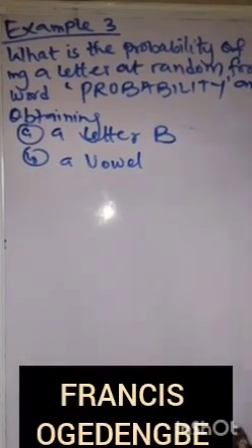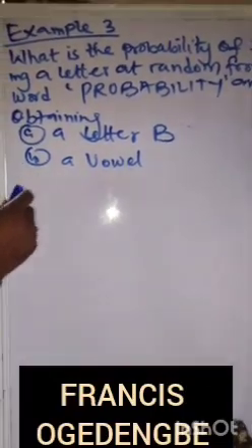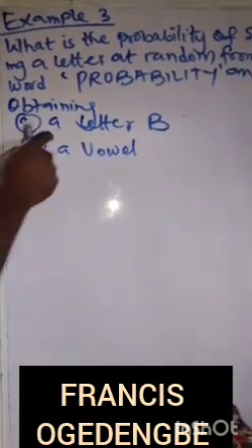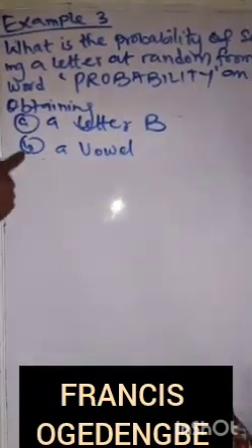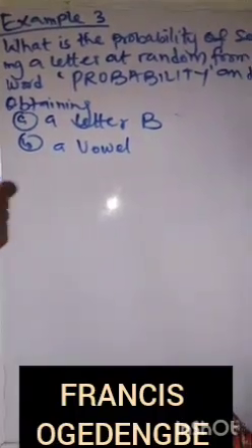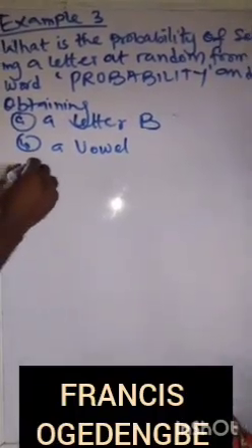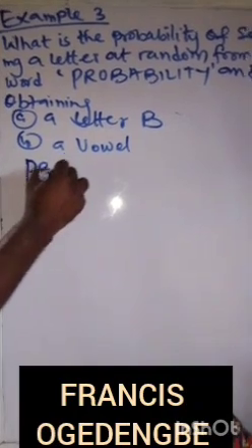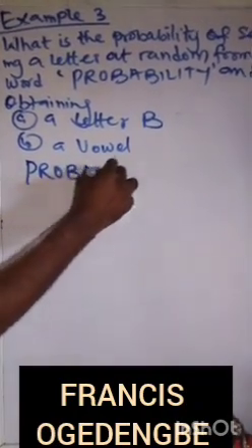A letter is picked at random from the word probability, and we want the probability of obtaining a letter B and also of obtaining a vowel. The first thing is to write out the sample space. Our sample space is probability. In this case, we write in block letters.